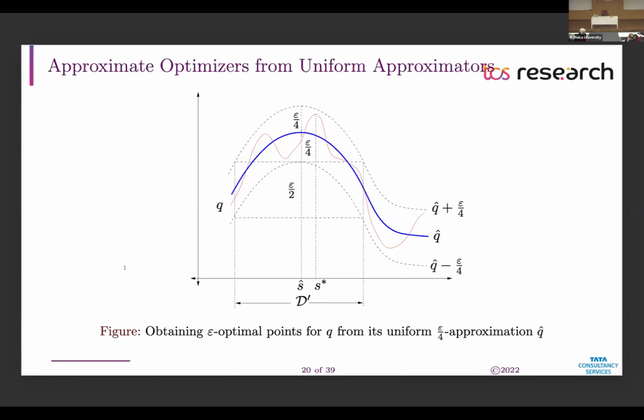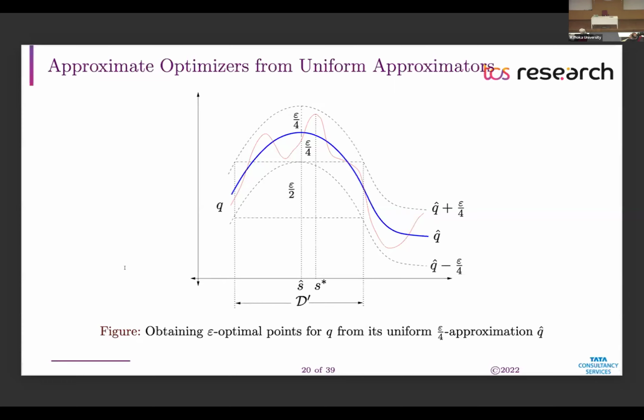Take the interval consisting of all points which are suboptimal for this dashed curve by no more than epsilon by 2. In other words, you take this top, come down by epsilon by 2, and look at all points for which this dashed curve lies above this level. That is this interval d dash. Now the same applies for the blue curve also. All points in this interval d dash are suboptimal for this blue curve by no more than epsilon by 2. Do you see that?